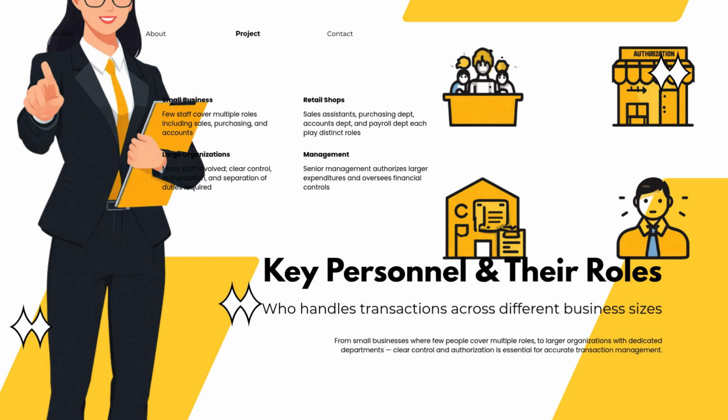Management. Here, among the key personnel and roles in this area, we will also be covering that a senior manager must authorize larger expenditure and oversee financial controls. No low level or junior employee should be able to authorize or order big expenditure and incur big expenditure.